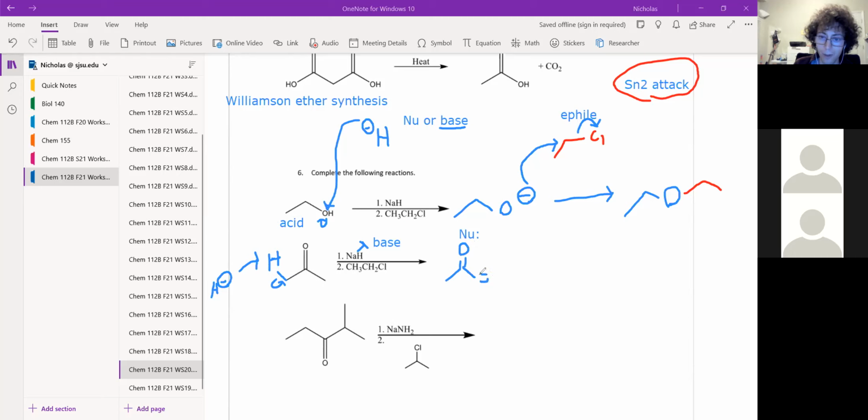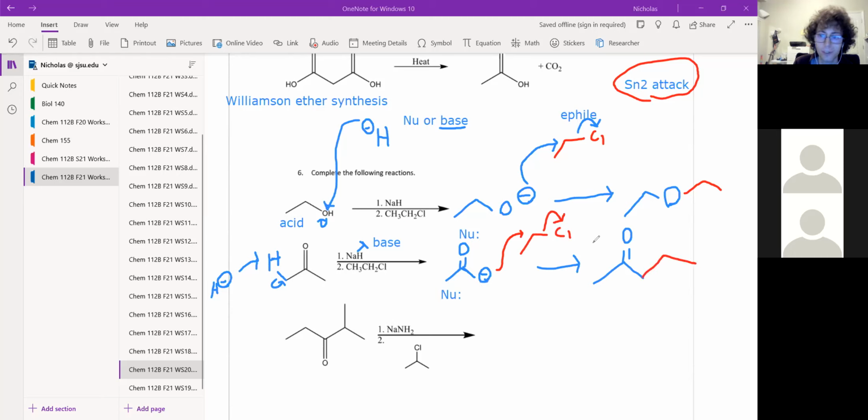And I'm actually going to draw it on the right side, but it's the same idea because it's symmetrical. You get an enolate, just like the alkoxide was a nucleophile. Enolates are good nucleophiles. And we're adding ethyl chloride again, and again, it's going to do an SN2 attack. It's going to add that ethyl group to the alpha position.